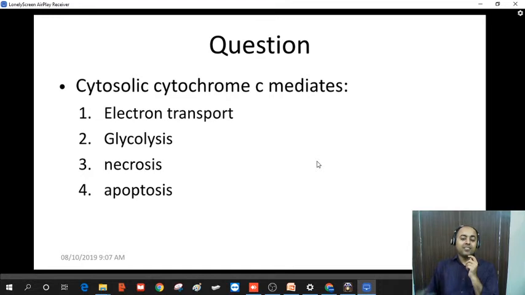Another very simple and straightforward question. Everybody knows this. The cytochrome C mediates, and your options are electron transport, glycolysis, necrosis, and apoptosis.